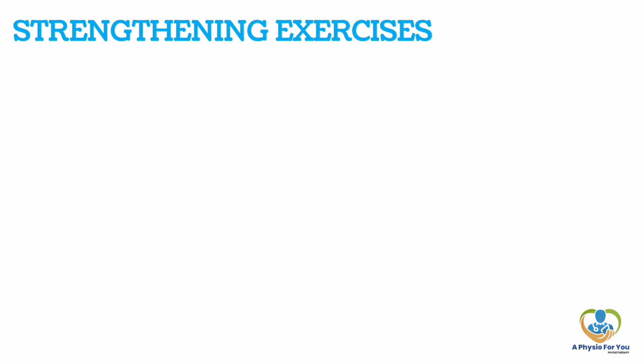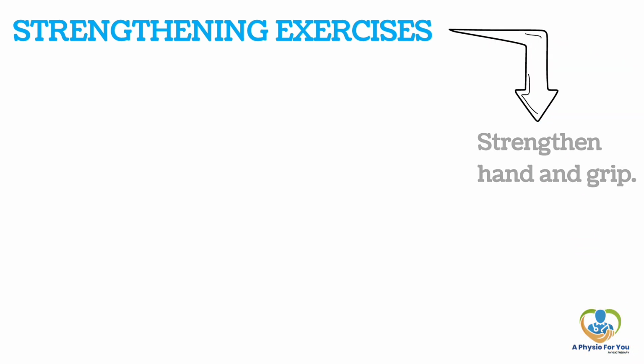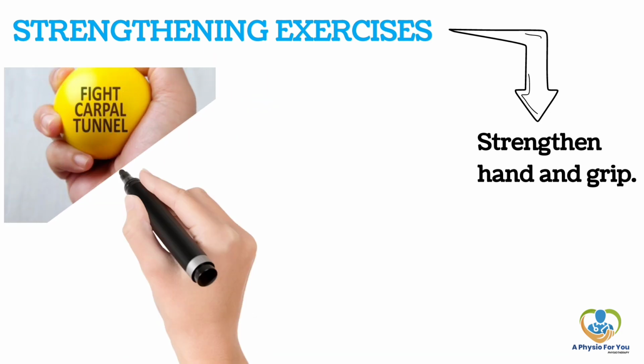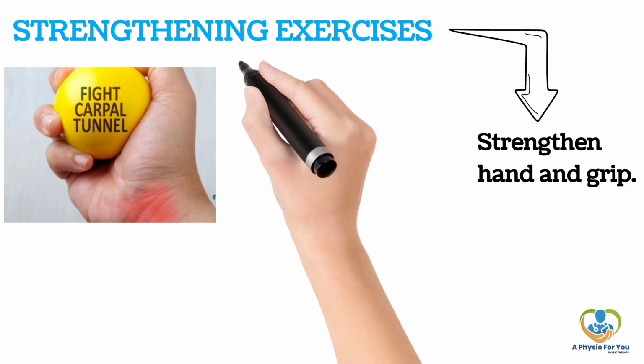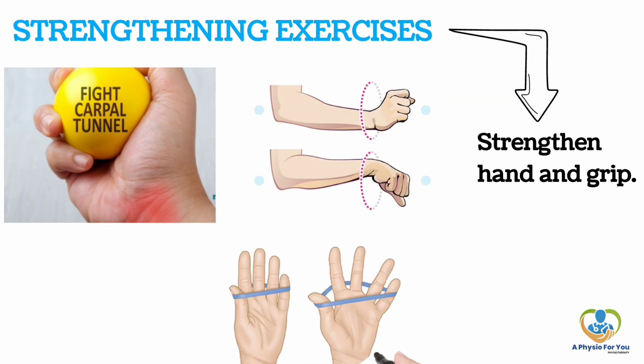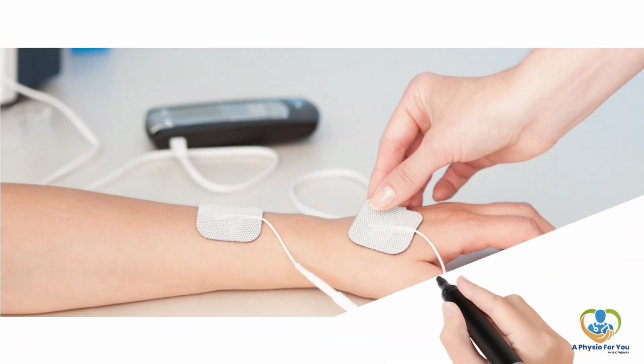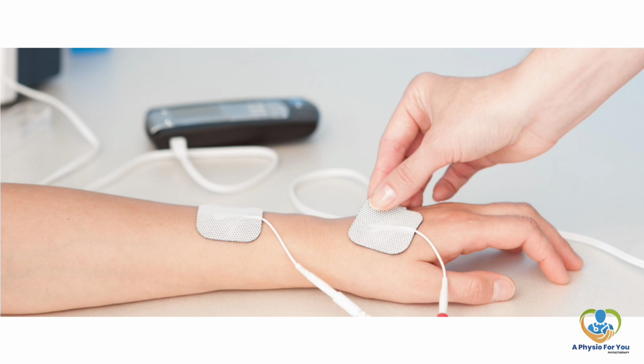Strengthening exercise. Strengthening exercise helps to strengthen the hand and grip. This will include squeezing a soft ball, wrist curl exercise, and other resistance exercises. Iontophoresis is also found to be effective in carpal tunnel syndrome.